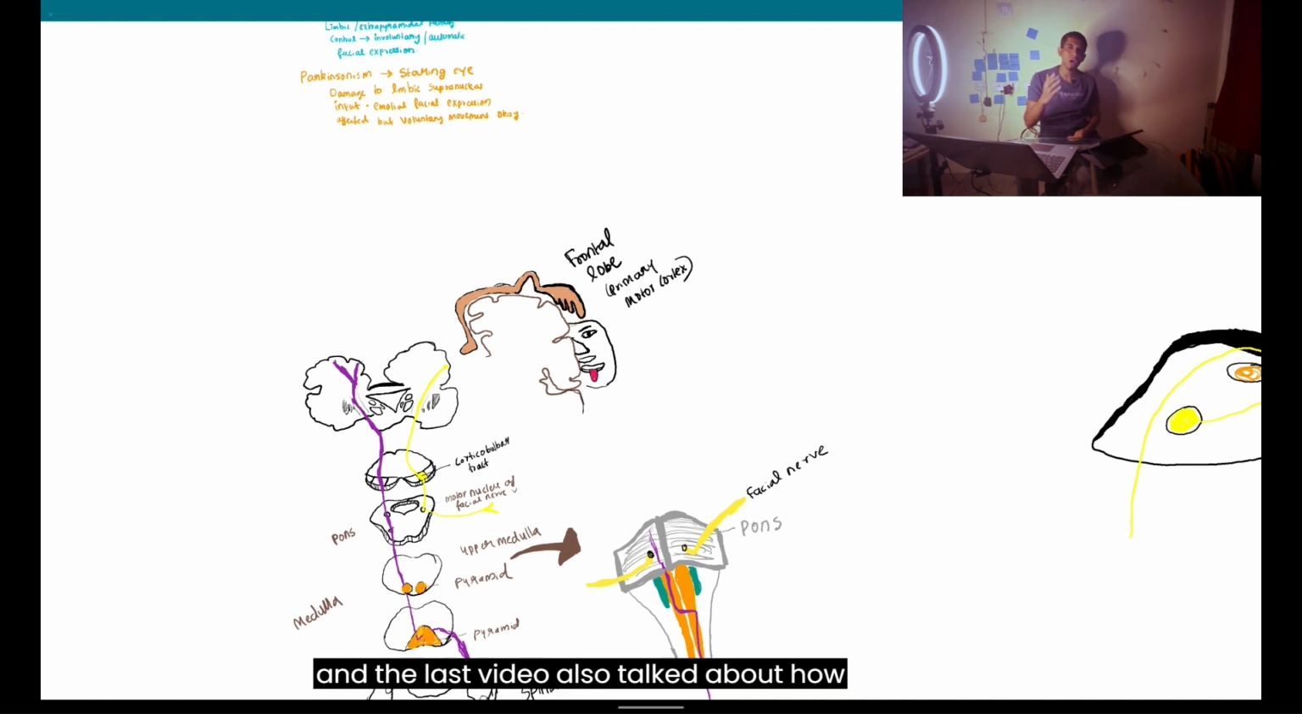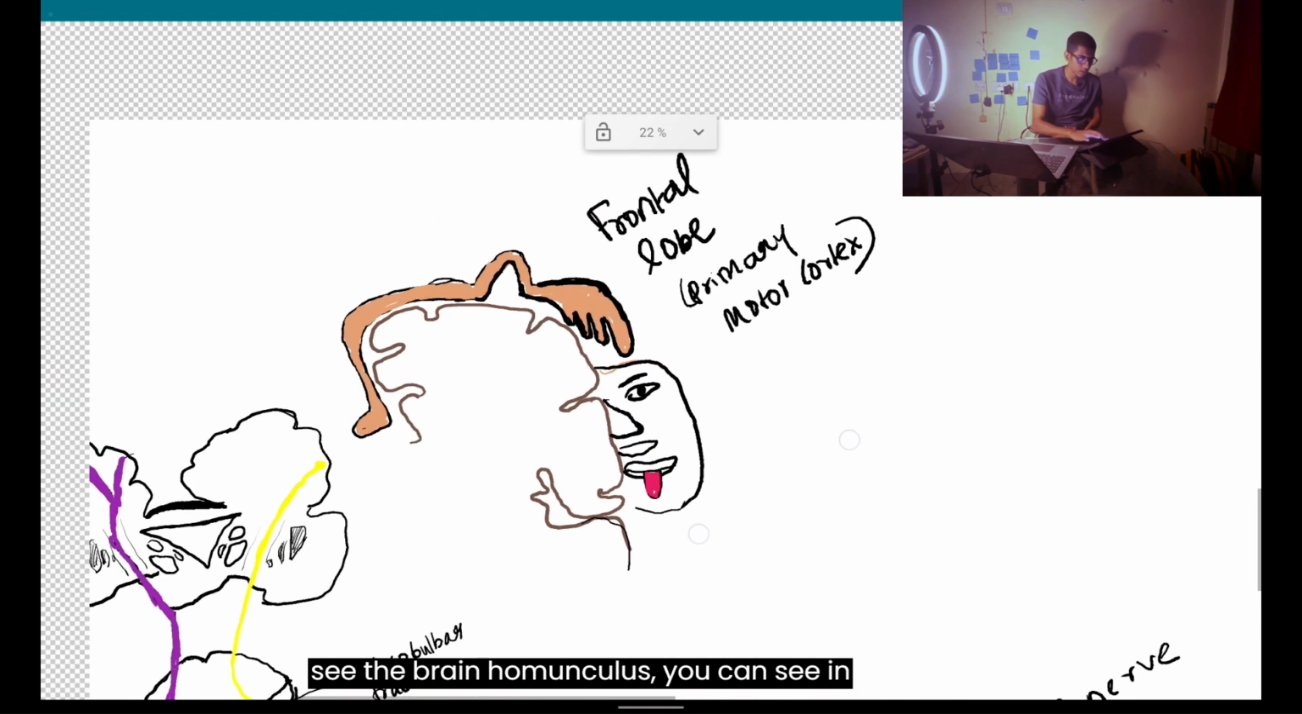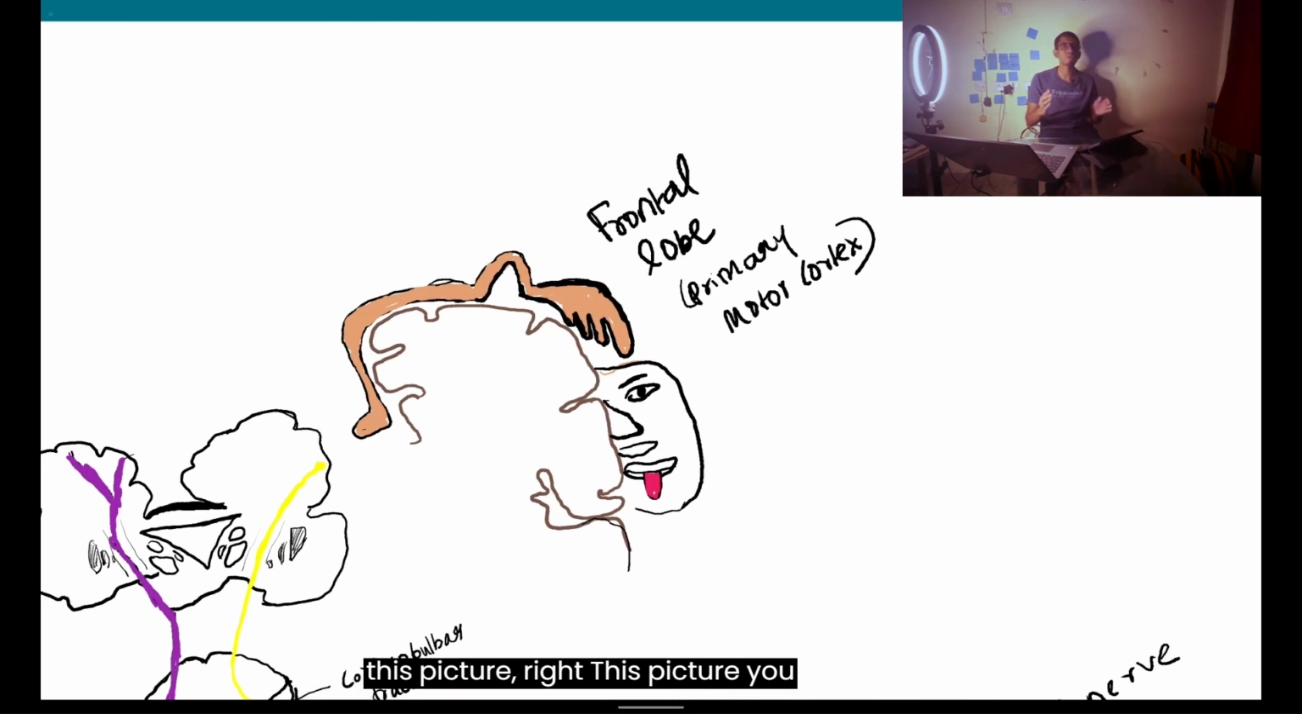And in the last video, we also talked about how to differentiate between a stroke and Bell's palsy. So we started all of this from the Bell's palsy condition. Now let's see where it is starting from the brain. If you see the brain homunculus, you will be familiar with this picture, that different areas of our brain represent different parts of our body, right? In that, you see where the face is, it is in the frontal lobe.